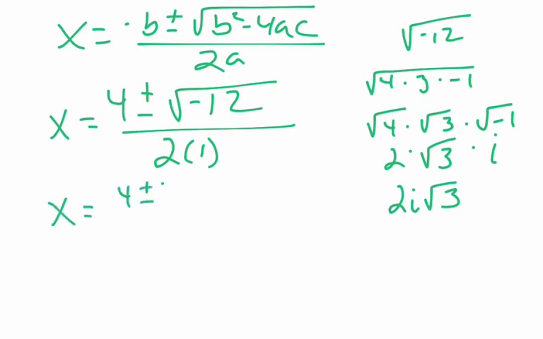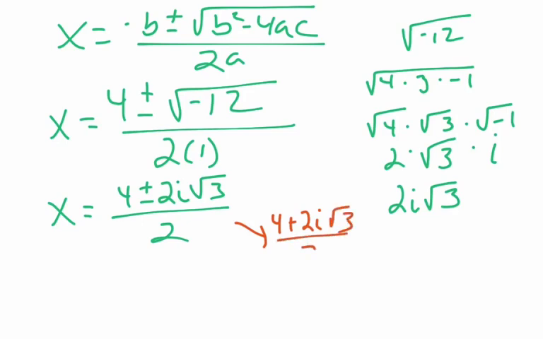So 4 plus or minus 2i root 3 over 2. And I don't have any more space. Oh, this is no good. So we're going to have 4 plus 2i root 3 over 2, and then we'll have 4 minus 2i root 3 over 2.